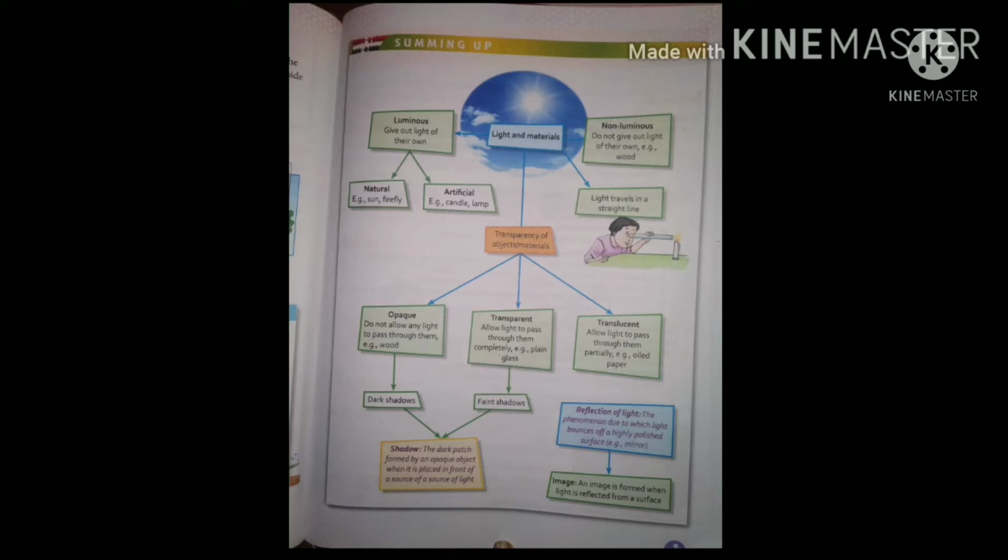The materials that allow light to pass through them completely are called transparent. Example, plain glass, clean water, air are the examples of transparent materials. Then what is translucent? The materials allow light to pass through them partially. Example, oiled paper, butter paper, isn't it? Those are the examples of translucent objects.